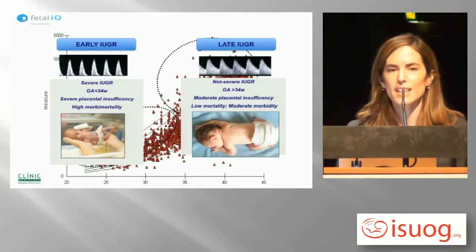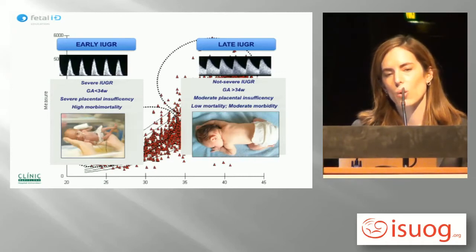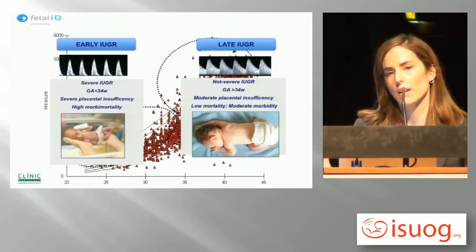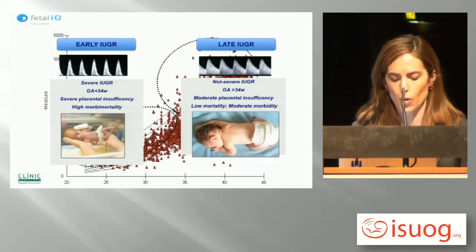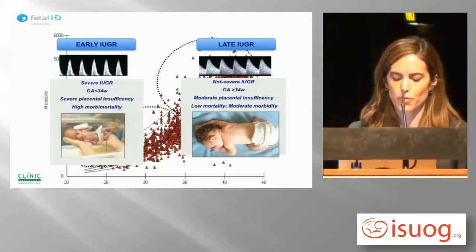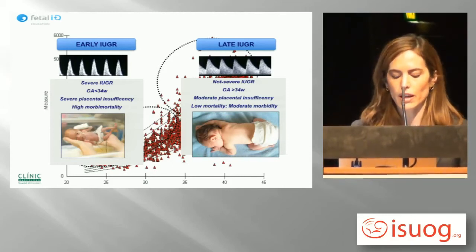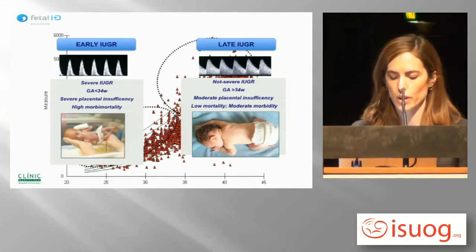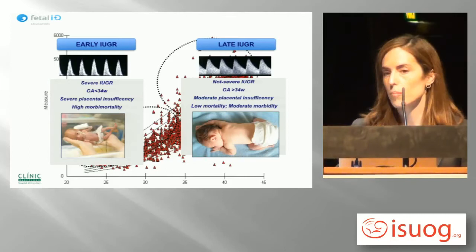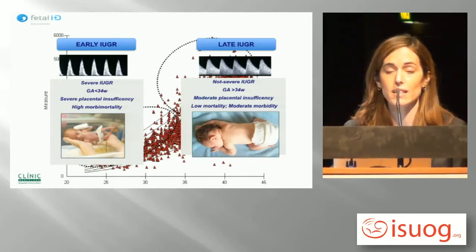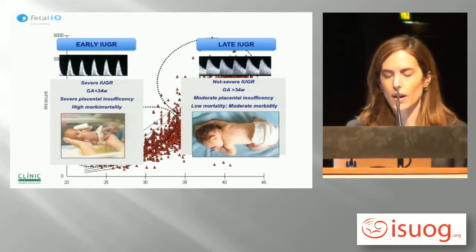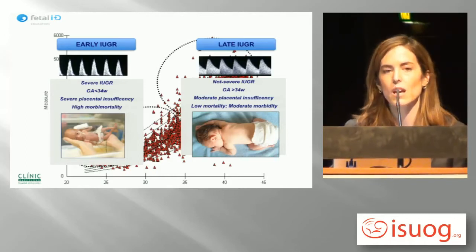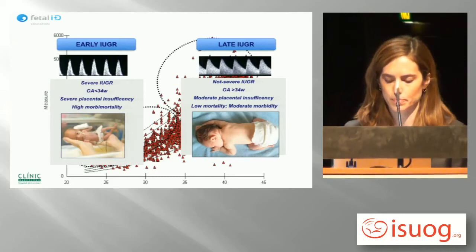Because early IUGR is a severe condition that is generally diagnosed and leads to an elective termination of pregnancy before 34 weeks, it is associated with severe placental insufficiency, and generally it goes along with high morbidity and mortality. On the other hand, late IUGR is generally diagnosed above 34 weeks. It is pretty prevalent. Most of us have diagnosed and managed cases considered small for gestational age or late IUGR. And most of them are considered to have moderate placental insufficiency with low mortality and moderate morbidity.